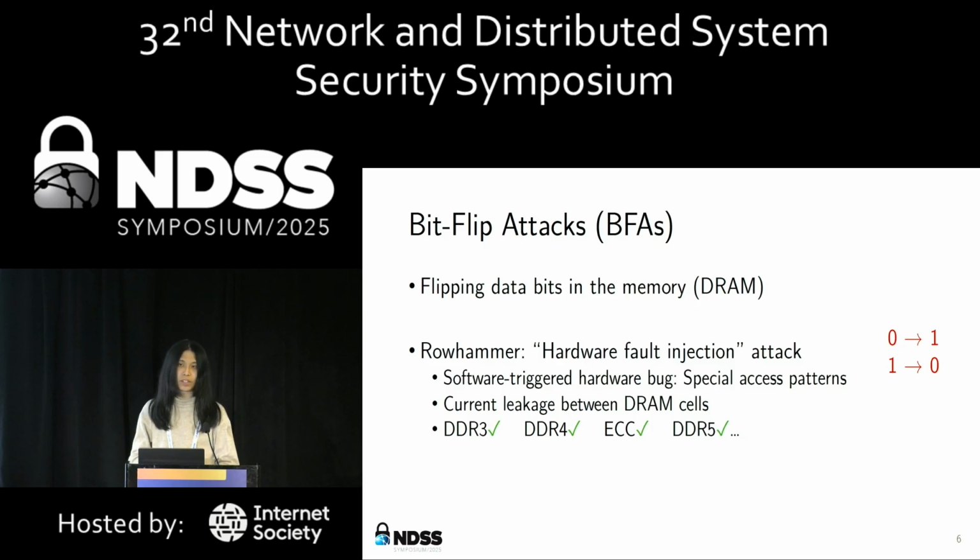And what are bitflip attacks, or BFAs? This is a kind of attack that flips data bits in the memory, or DRAM. And the most prominent instance of it is Rowhammer, which is a hardware vulnerability triggered using only software. Basically, when you access the memory with some specific pattern and you do it so fast, you will trigger current leakage between those DRAM cells, and the data bits stored in those cells could get flipped. And currently, researchers have demonstrated this on basically every generation of memory modules that we have.